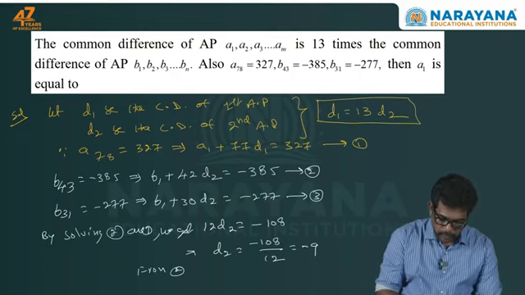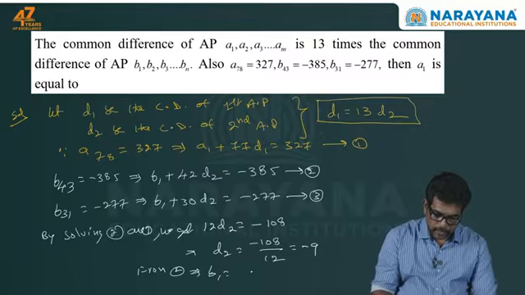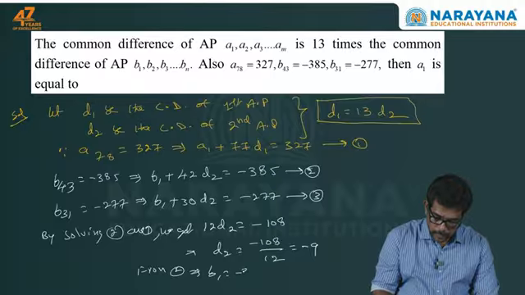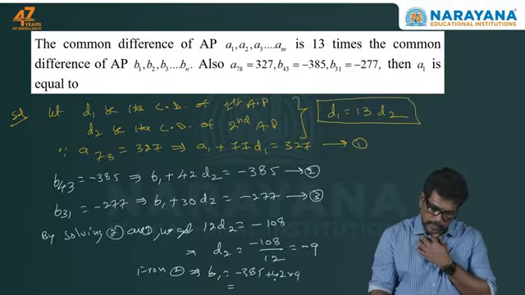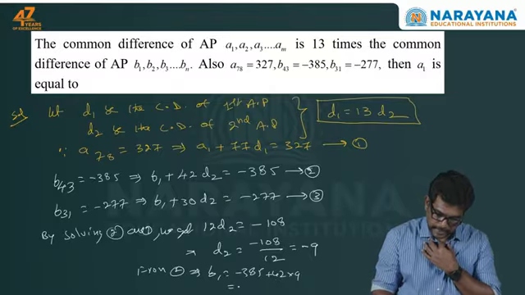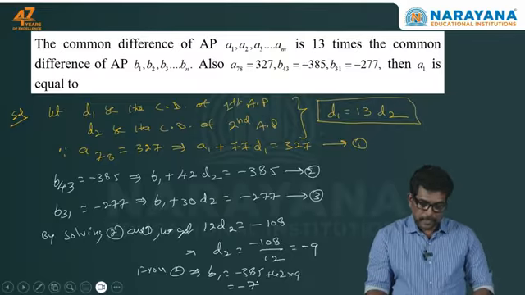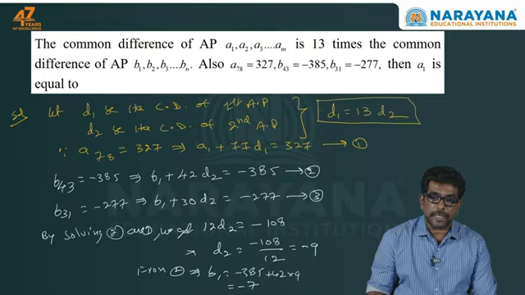From 2, we get the B1 value. Now B1 is equal to minus 385 plus 42 into 9. By simplifying, B1 is equal to minus 7. B1 is equal to minus 7 and D2 is equal to minus 9.